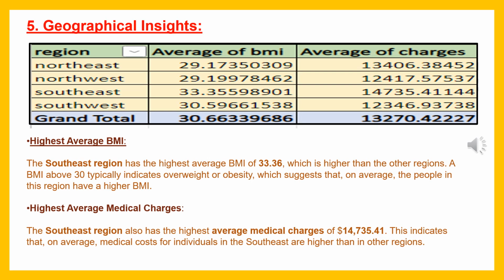So here I have used a pivot table. There are a total of 4 regions: northeast, northwest, southeast, southwest. After doing the analysis, we get to know that the Southeast region has the highest average BMI, that is 33.36. Also, the Southeast region has the highest average medical cost.